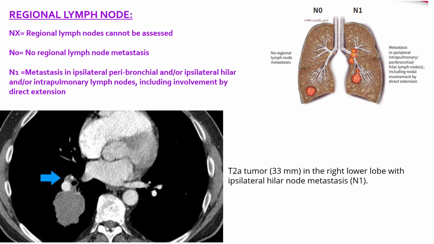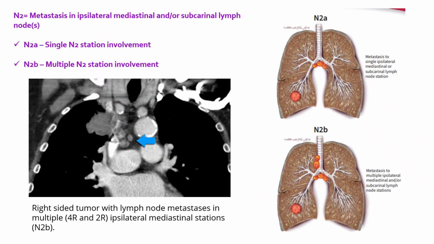The regional lymph nodes, NX means there is no regional lymph node accessible. N0 is no regional lymph node metastasis. N1 is metastasis in ipsilateral peribronchial and or ipsilateral hilar and or ipsilateral intrapulmonary lymph nodes, including involvement by direct extension. N2 means metastasis in ipsilateral mediastinal and or subcarinal lymph nodes. It is subdivided into N2A and N2B. N2A is single N2 station involvement, and N2B is multiple N2 station involvement.